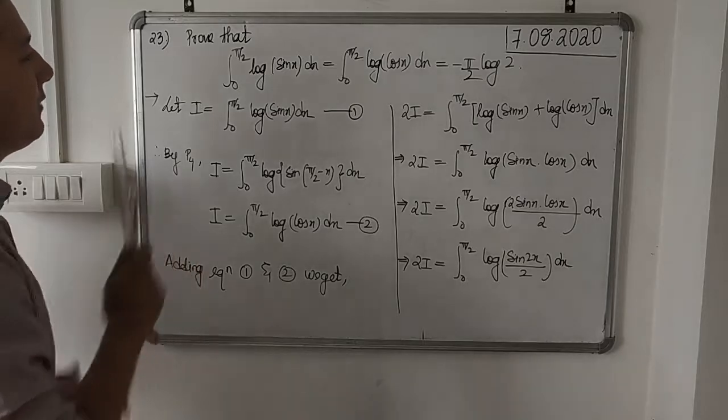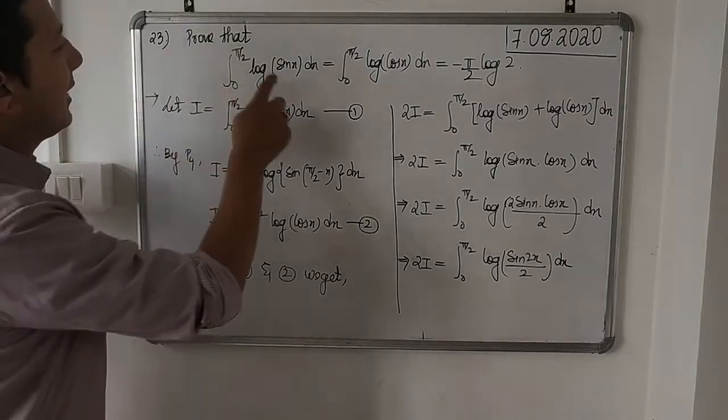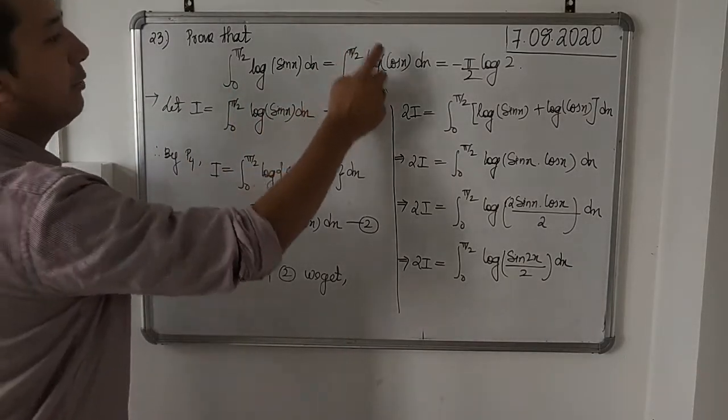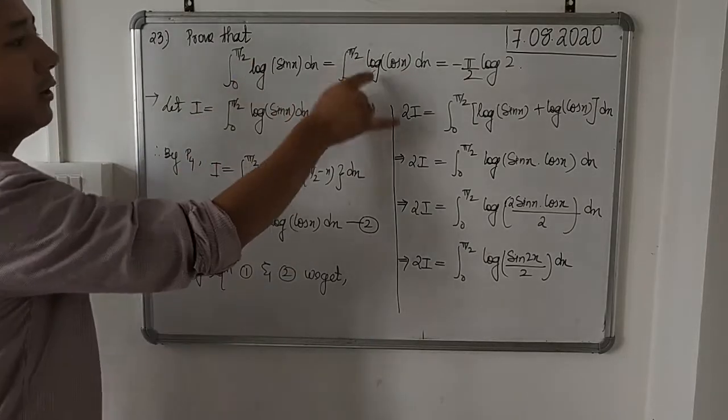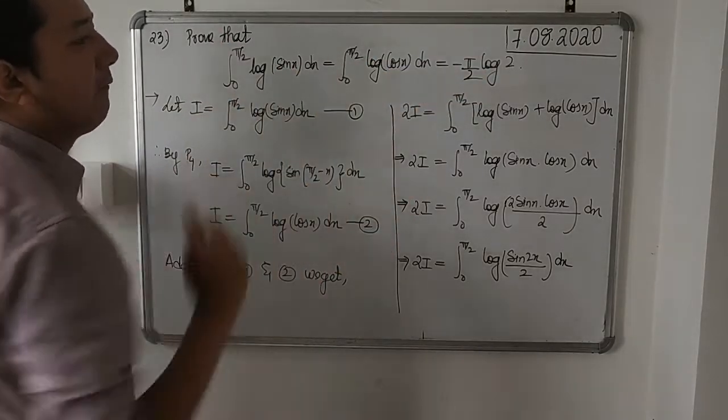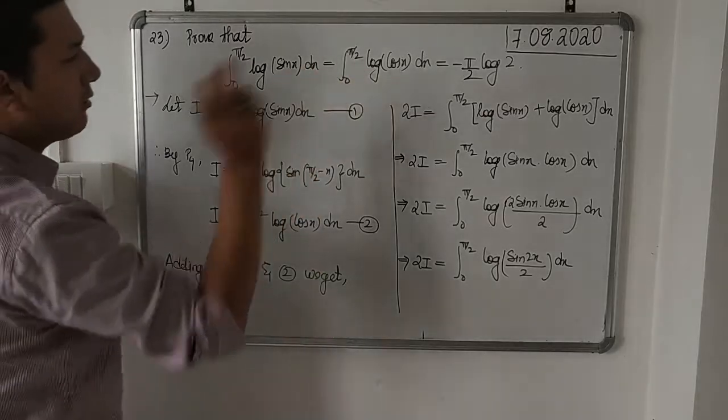The question says prove that the integral from 0 to pi by 2 of log sin x dx is equal to the integral from 0 to pi by 2 of log cos x dx. We have to prove from here to here, and then finally from here to here we have to prove. Okay, so from here to here is a very easy thing.